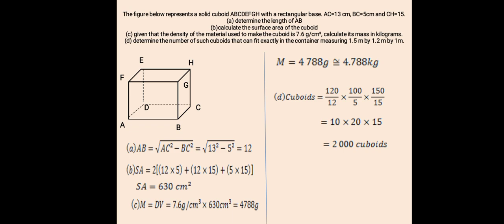The figure below represents a solid cuboid A, B, C, D, E, F, G, H with a rectangular base. AC is 13 centimeters, BC is 5 centimeters, and CH is 15 centimeters. Determine the length AB.